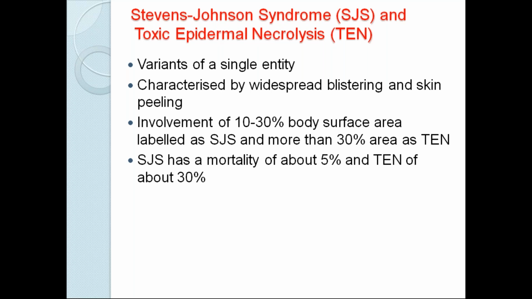If it involves only 10 to 30% of the body surface, you call it SJS, and if more than 30% of the body surface is involved, then we call it TEN. So mortality is only 5% in SJS, whereas in TEN it is 30% because it's a much more severe condition.